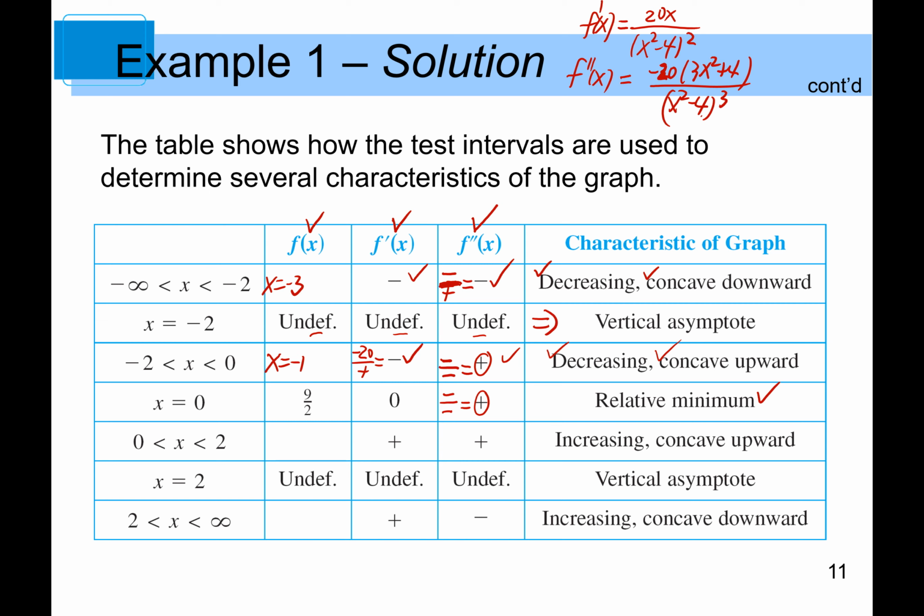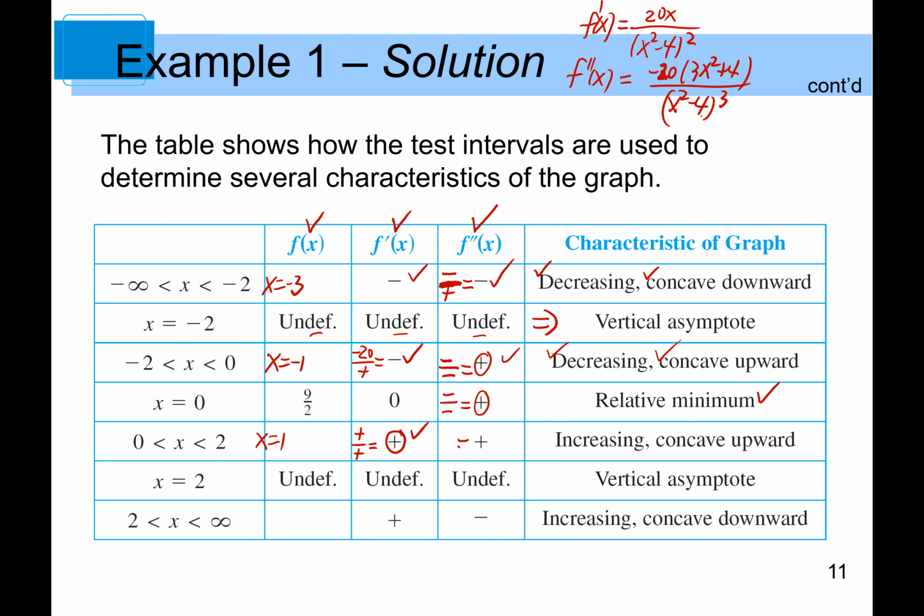And next interval is from 0 to 2. So we're gonna pick test value x equals 1 and plug into the first derivative. The numerator is positive, the denominator is positive, so it turned out to be positive.